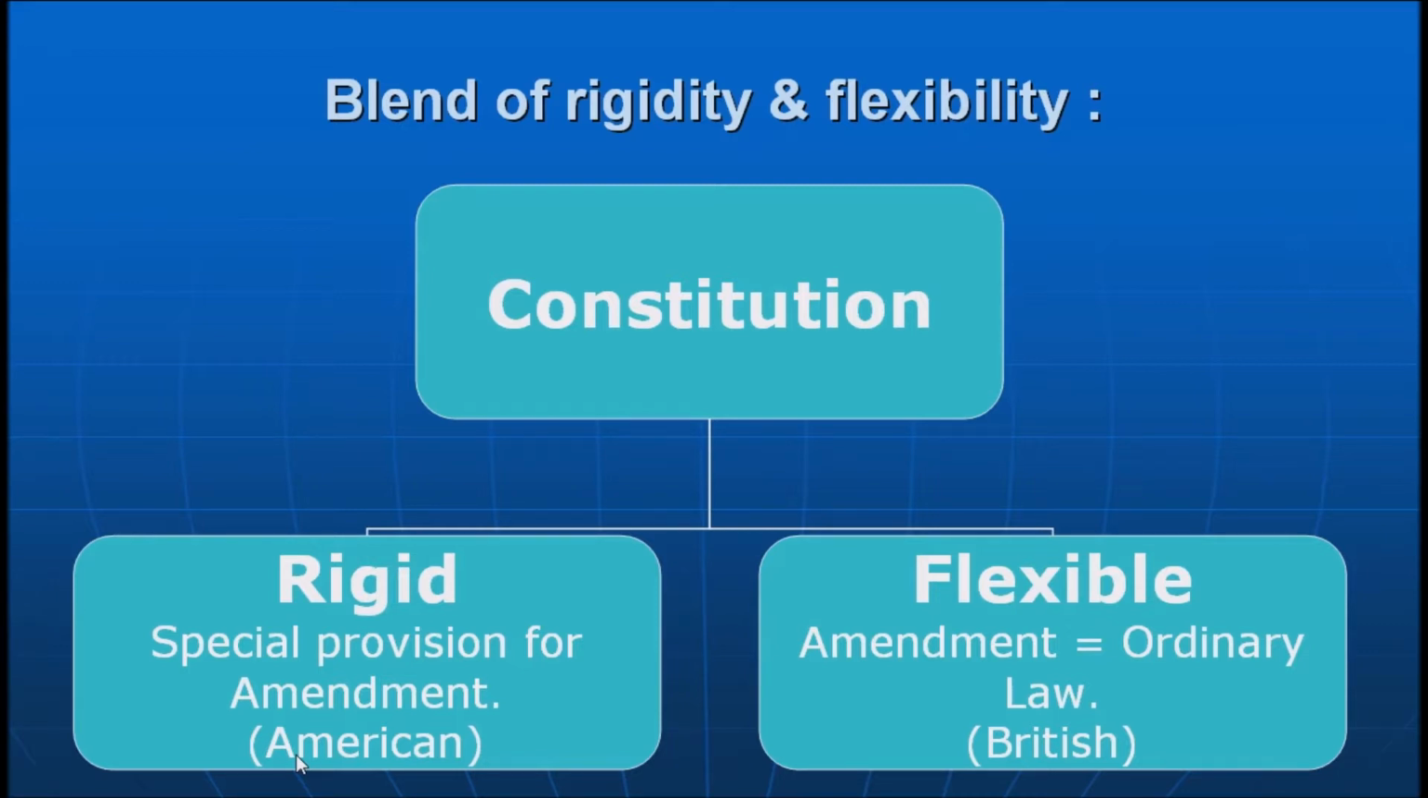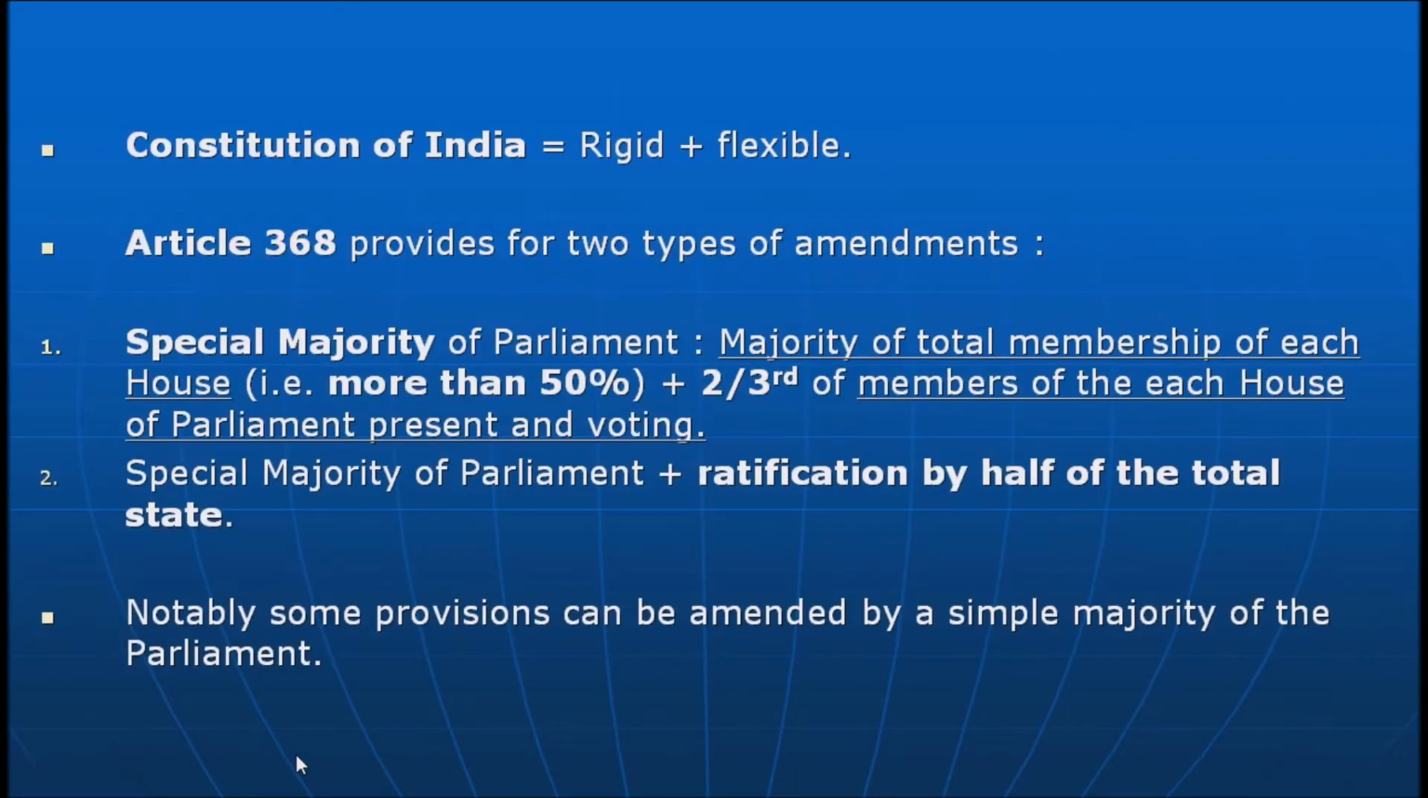For example, the American Constitution. Whereas flexible constitutions are those which do not require special provision, and any kind of amendment can be done by passing an ordinary law in the legislature. For example, the British Constitution is like that. So the Constitution of India is a blend of rigid and flexible types of constitution.